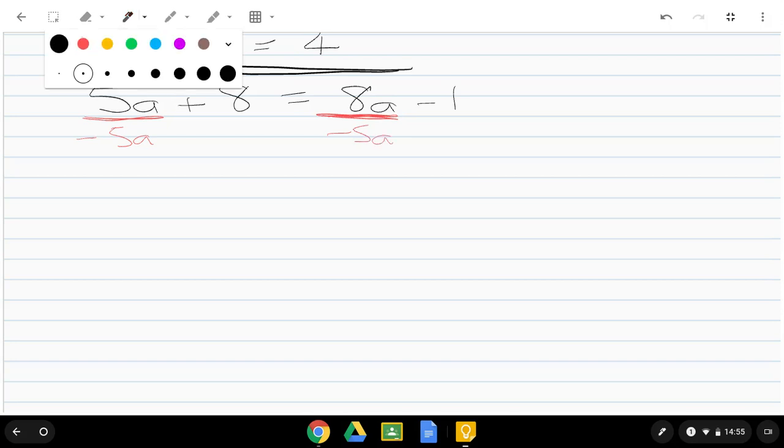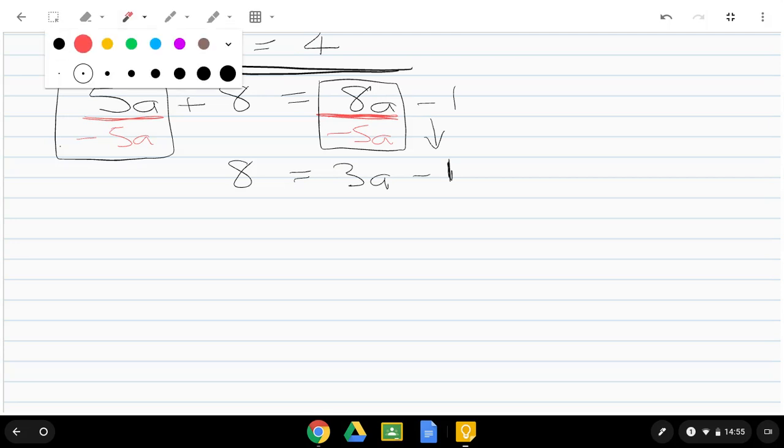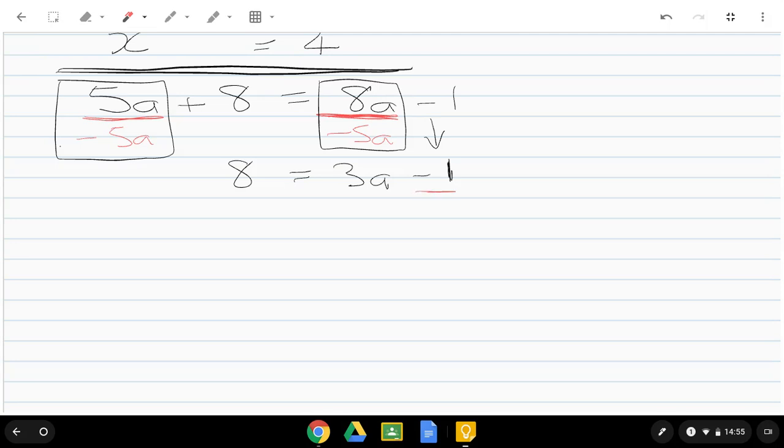So what happens here is when I subtract the 5a, that eliminates the 5a on the left, so I'm left with 8. And when I subtract the 5a from the right, 8a minus 5a leaves me with 3a. And I've still got the minus 1, okay, because nothing's happened to that. So now the second part of my equation, I have to get rid of this minus 1. I can't deal with the 3 yet because I still have this minus 1 on the right. So what I'm going to do is add 1 to both sides.